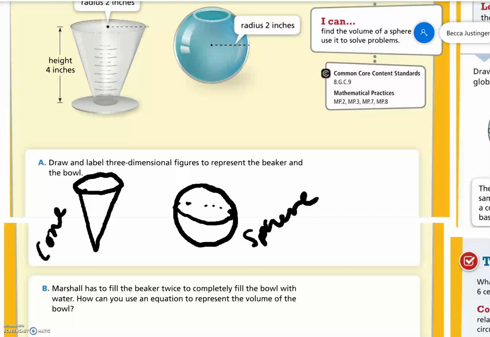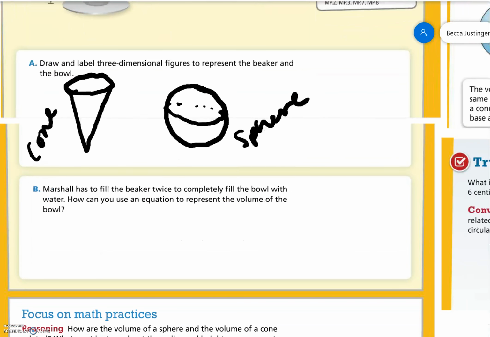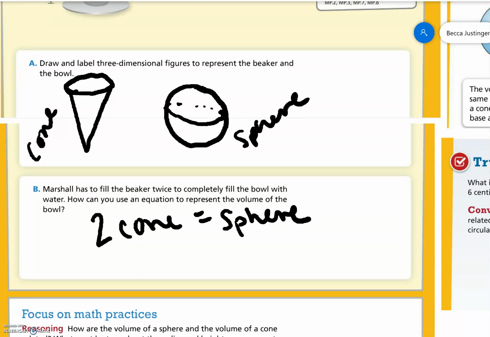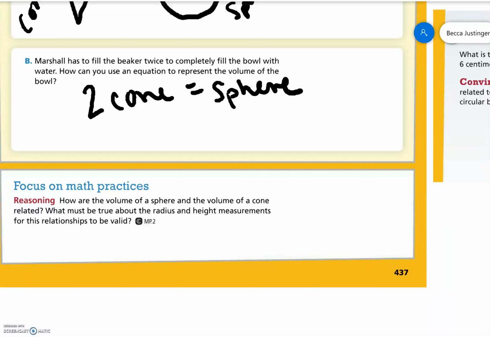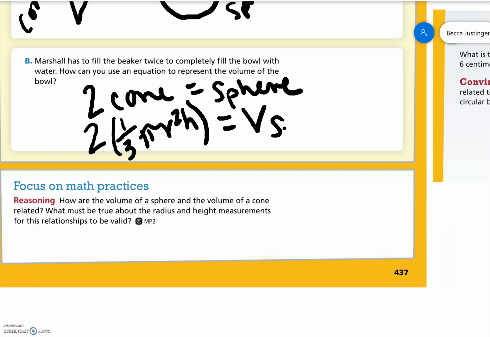Marshall has to fill the beaker twice to completely fill the bowl with water. How can you use an equation to represent the volume of the bowl? So 2 times the cone is equal to the sphere. So 2 times the volume of a cone, which we know is 1/3 pi r squared h, is equal to the volume of the sphere.